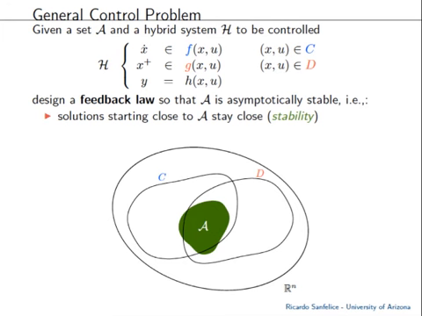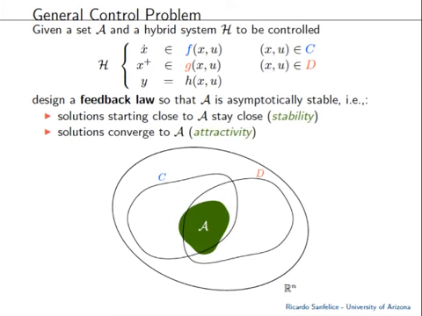And if this is the set that we are trying to stabilize, we will have the property that for every epsilon, there exists a delta, such that for every solution that starts within delta of the set A, the trajectory stays within epsilon, even though you might have jumps of the system, but you need to stay in that epsilon neighborhood. Okay, so standard Lyapunov stability.